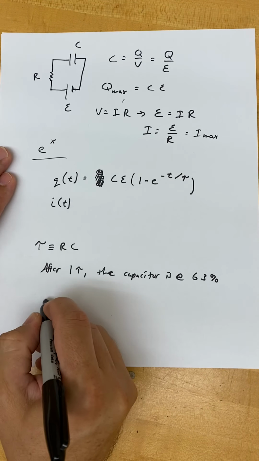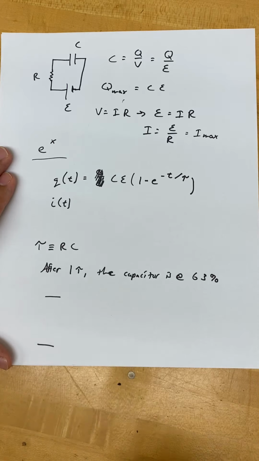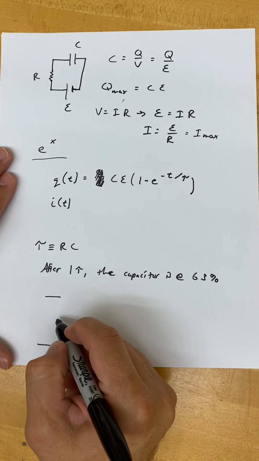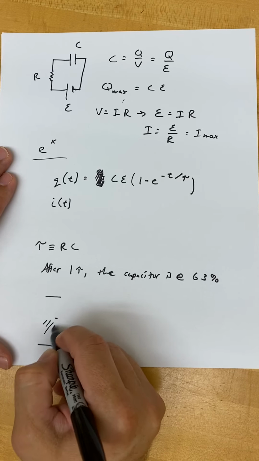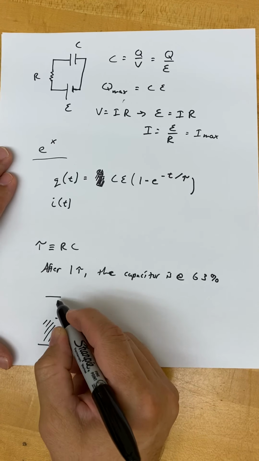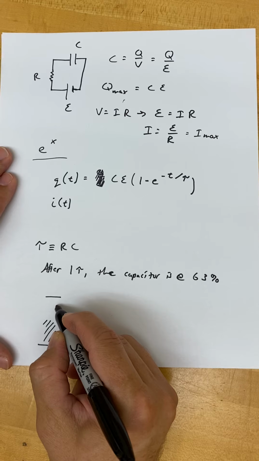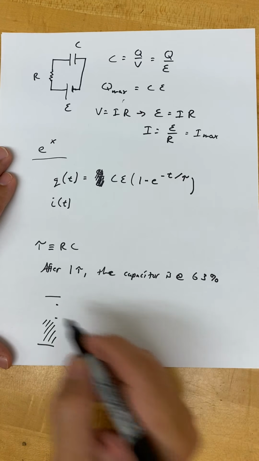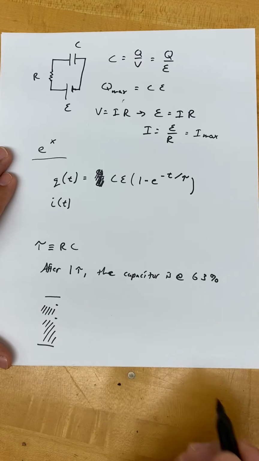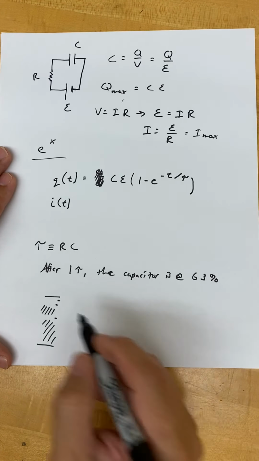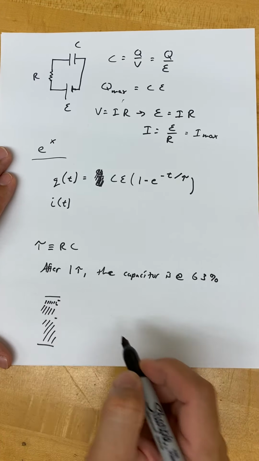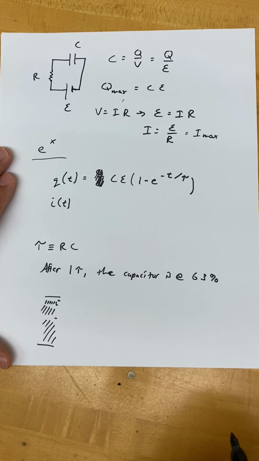All right, so if here's the max charge and here is 0, 63% looks to me to be about right there. After 1 tau, I've charged up that much. Now look at what's left. 63% looks to me about right there. After 2 tau, I've charged up that much. And then 63% of that, what's left is there. After 3 tau, looks like I've charged up that much. And so on and so forth, right?